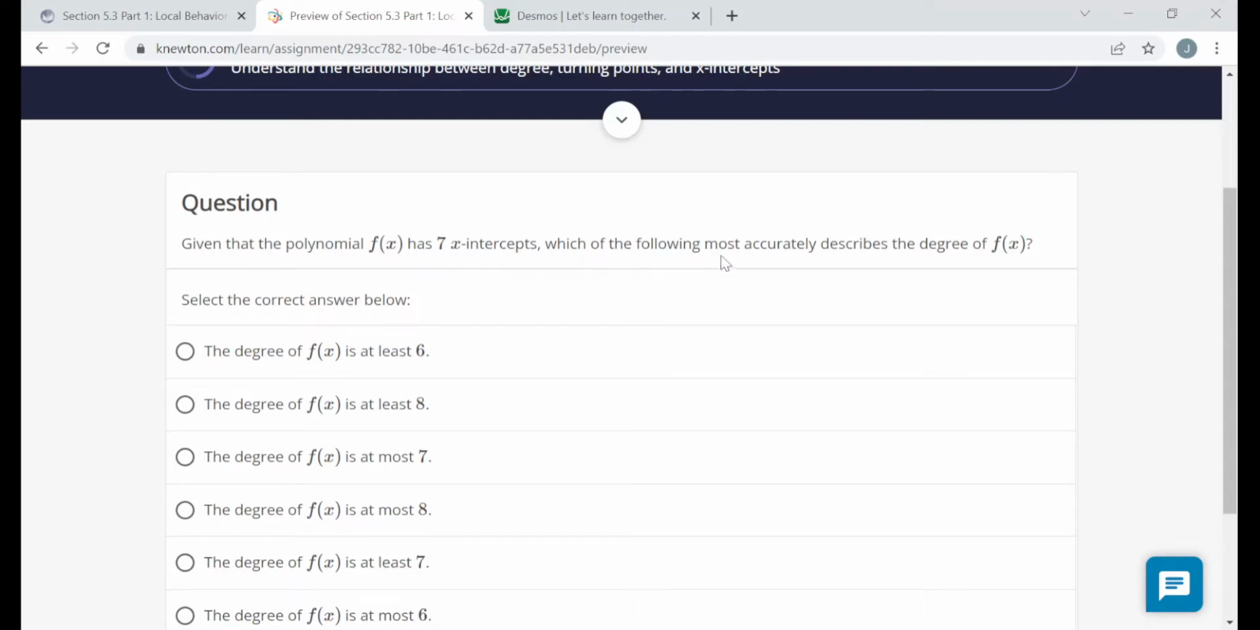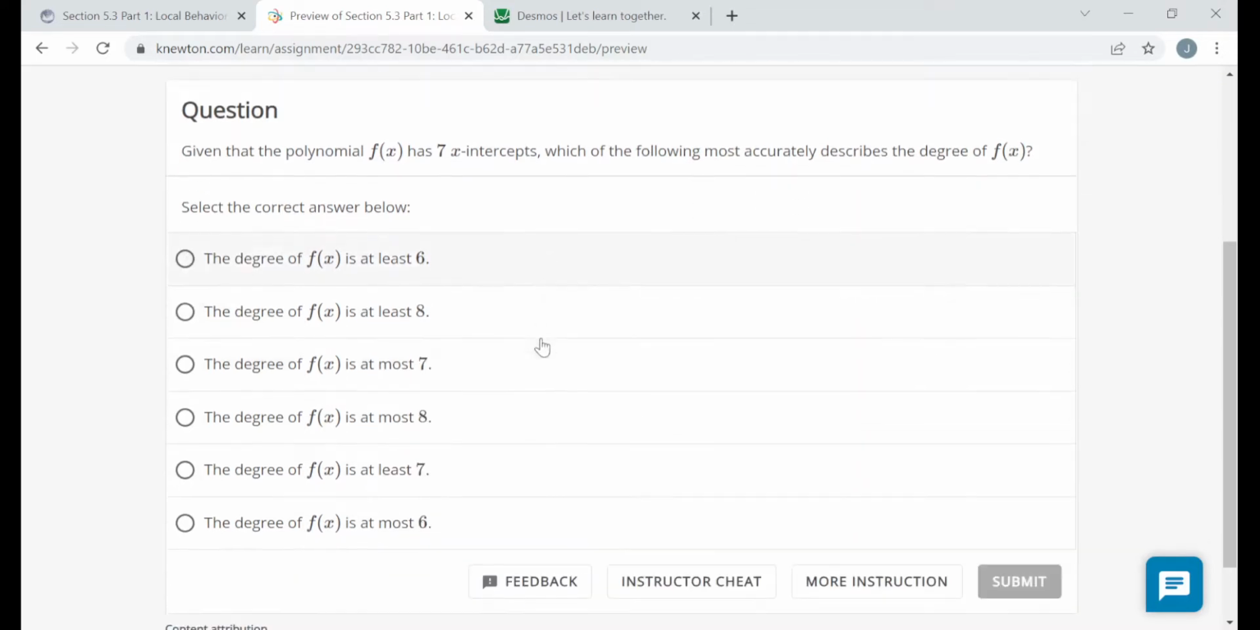Which of the following most accurately describes the degree? So if it has 7 x-intercepts, it has to have degree 7 or more. It could be degree 7, degree 8, degree 9, but it can't be degree 6 or 5 or 4, anything less than 7. So at least 7 is the degree of f. That's the statement here.